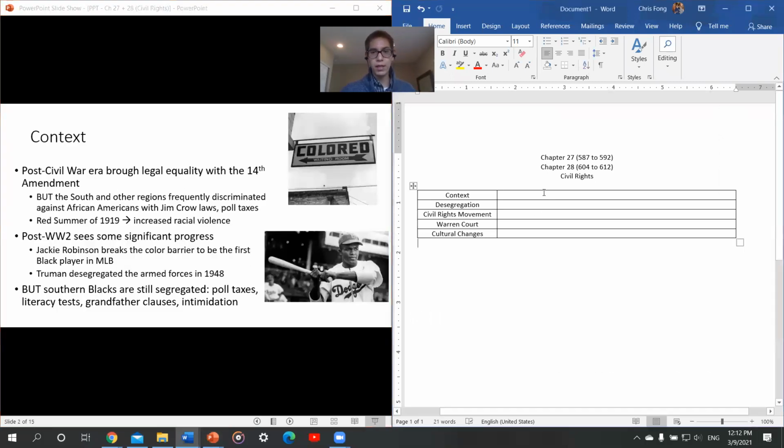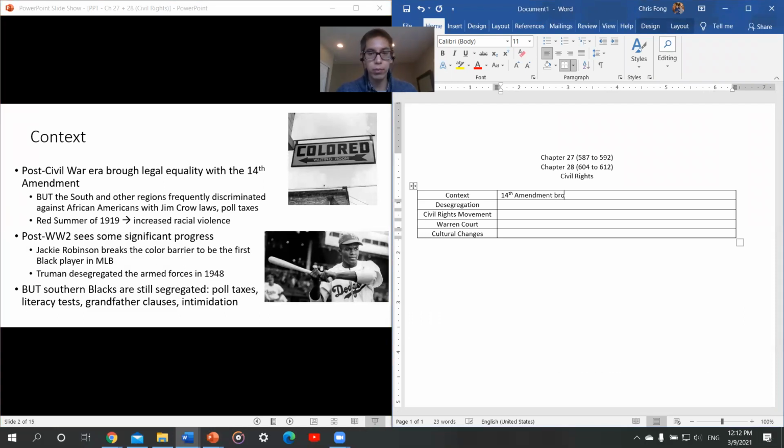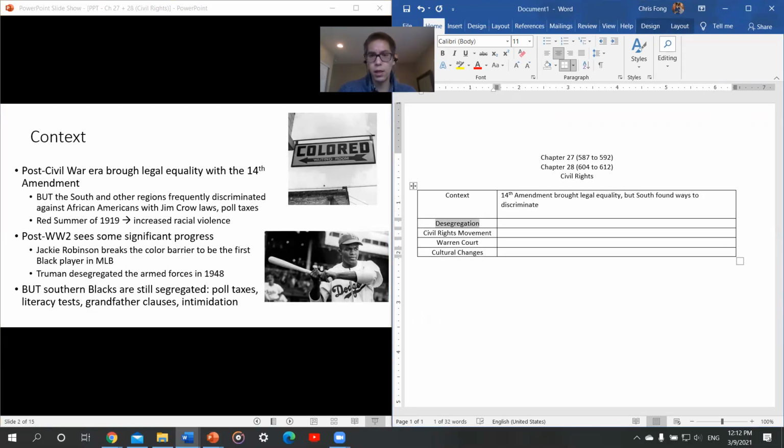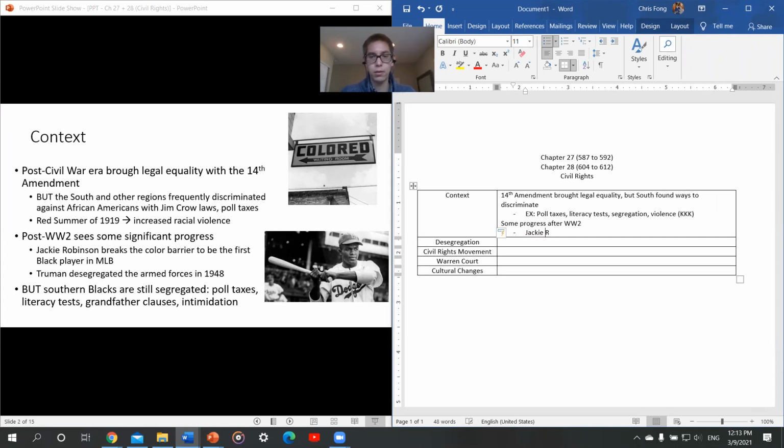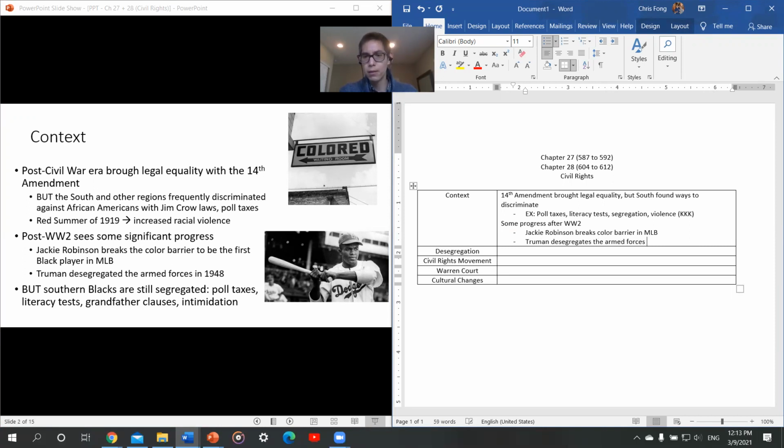And so when we're talking about the context here, the 14th Amendment brought legal equality, but the South found ways to discriminate. And just listing some examples here, we've got poll taxes, literacy tests, segregation, and then actual violence with the rise of the KKK, not the rise, but the resurgence of the KKK. There was some progress after World War II. Jackie Robinson breaks the color barrier in Major League Baseball, and then Truman desegregates the armed forces, the Army. But still, you see all of these legacies of slavery that are continuing, especially in the South.